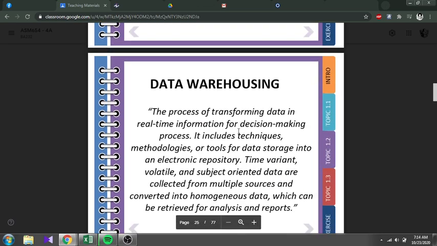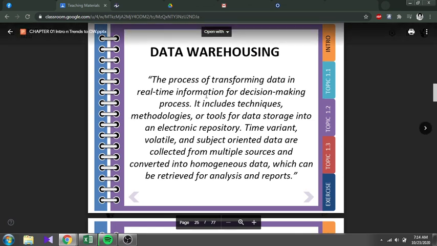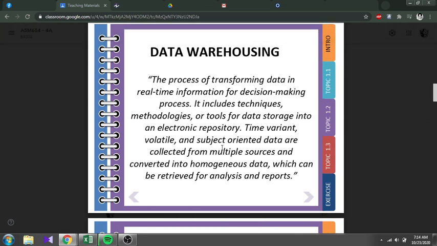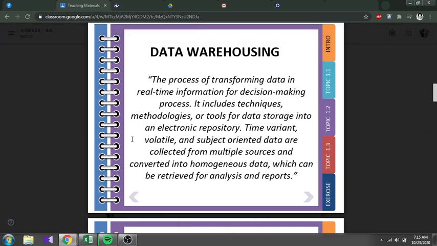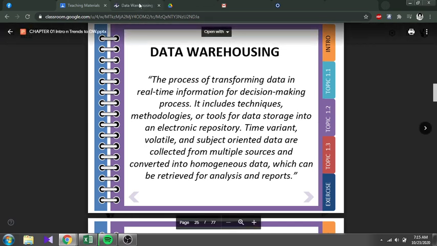Okay, this is another definition, but I don't quite agree with it because suddenly there is volatile here. It should actually be non-volatile. Time variant, or timestamp, is correct. But I think we can refer to it.